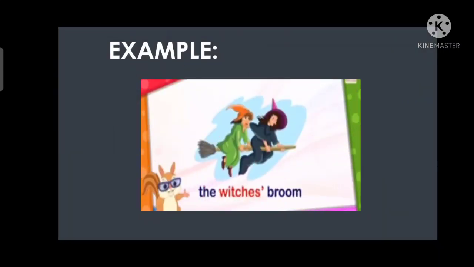See the example: the witches' broom. In the earlier example you have seen the witch's broom. But here it is given the witches' broom. It means the broom belongs to two witches, not a singular witch, not only one witch, but two witches. So that's why after witches an apostrophe is used, it shows plural noun possessive.